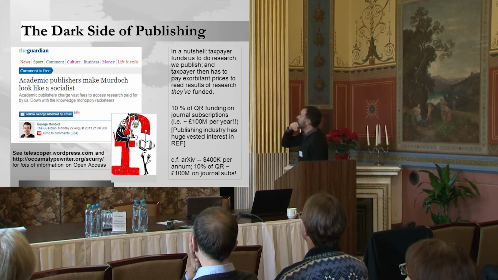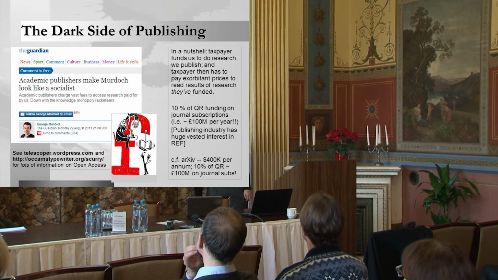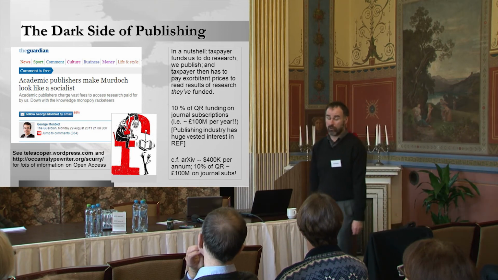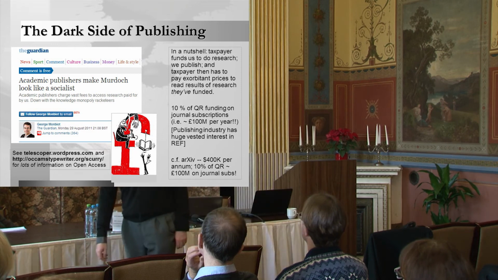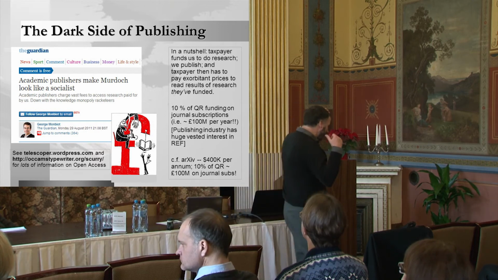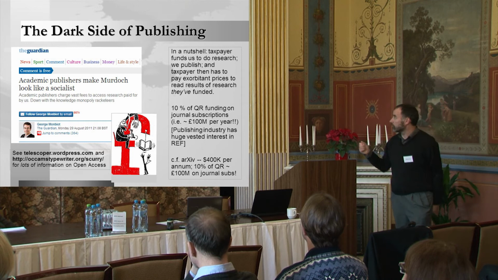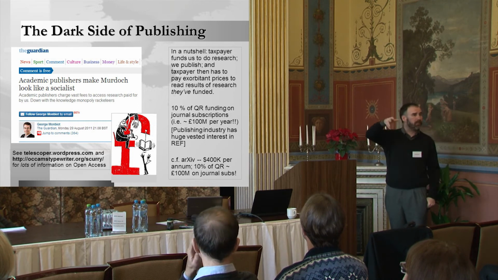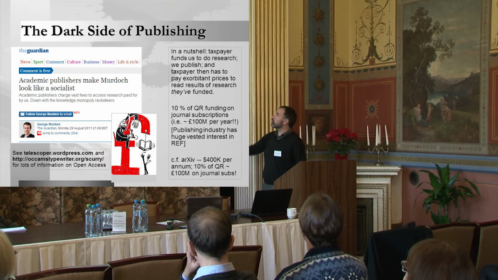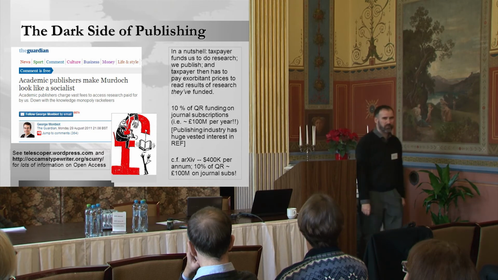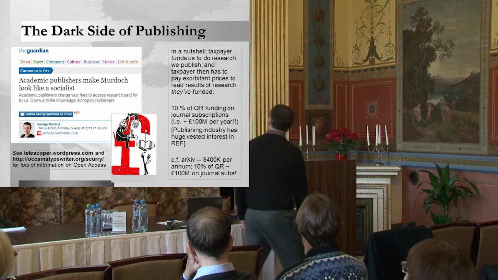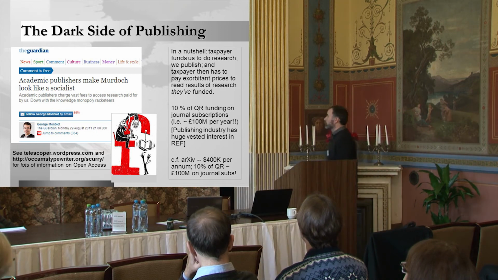And why is that? Well, the taxpayer funds us to do research, we publish, and then the taxpayer has to pay exorbitant prices to actually access it. How many times have you been off campus and you go to try and get a paper and it's like, oh, that'll be $119.99, please. 10% of, at least in the last round, I don't know what it is this round, I need to find out, 10% of the quality-related funding, the HEFCE devolved funding, is spent on journal subscriptions. So we go through the pain of the REF, and 10% of that funding is effectively spent on journal subscriptions. So the publishing industry has a huge vested interest in the REF.